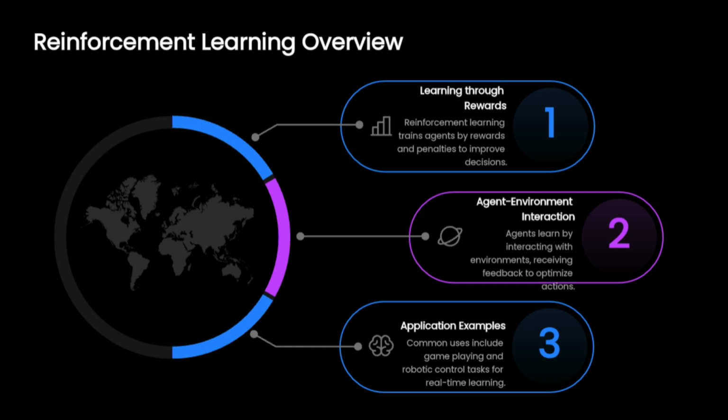Think of it like training a child or teaching a game character. Good actions are rewarded, bad ones are discouraged. A key concept here is agent-environment interaction, where continuous feedback helps the agent improve its decisions. Popular applications include game playing, robotics, self-driving cars, and real-time decision systems. Reinforcement learning is powerful, but it requires more computation and careful design.